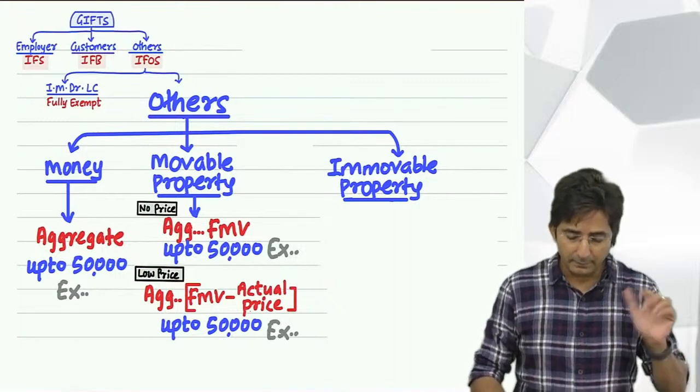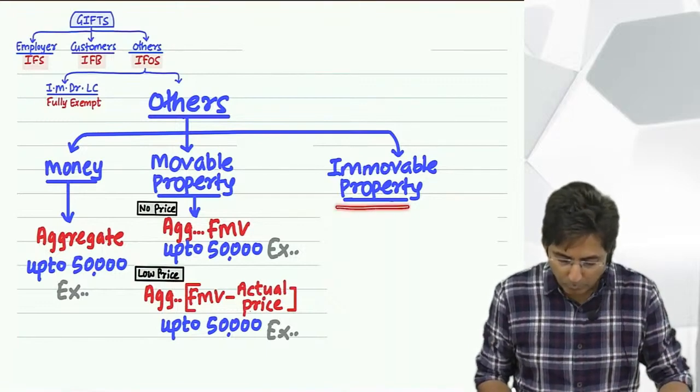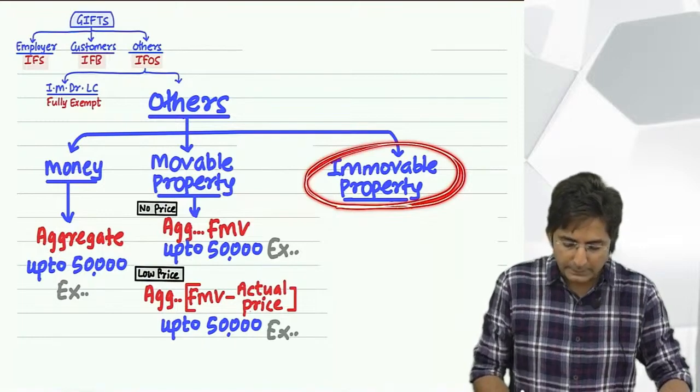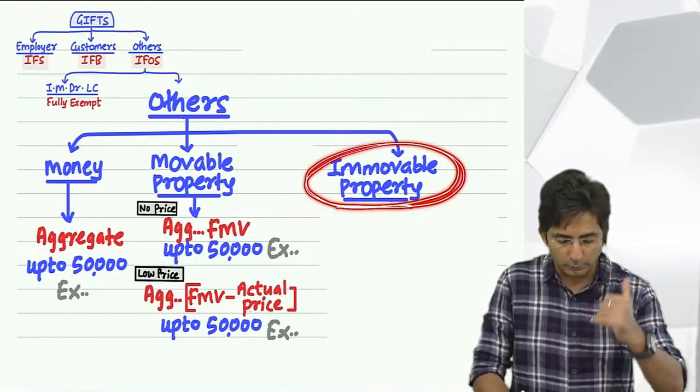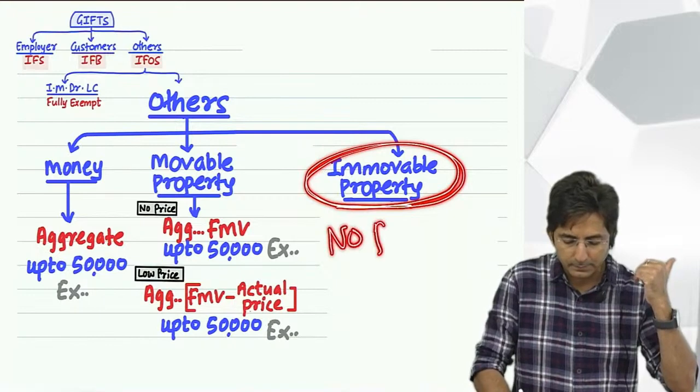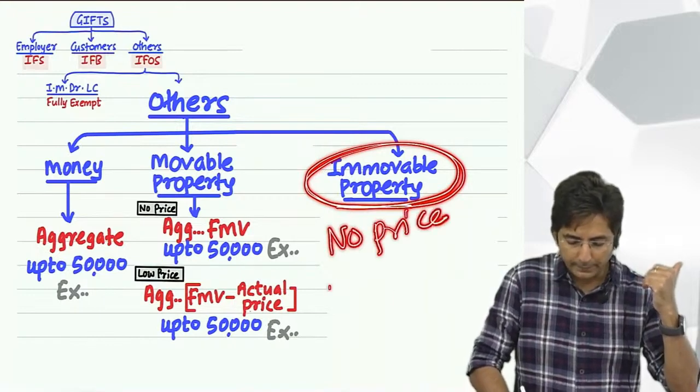Then, the last thing remaining, immovable property. Now see, in immovable property also, you will find no price, low price.